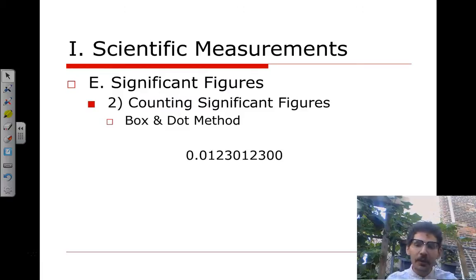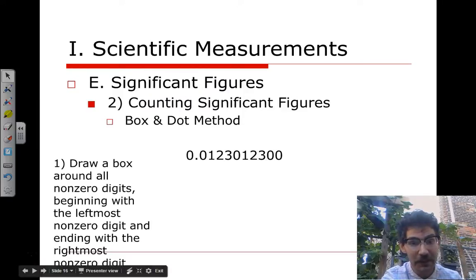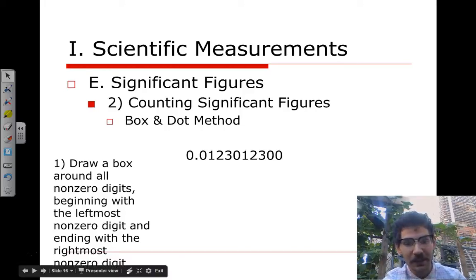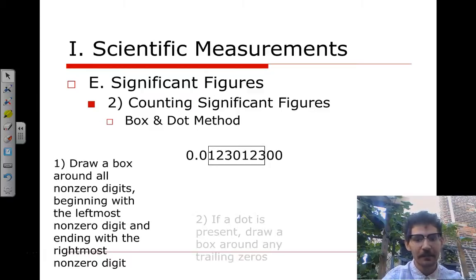So here's a number. Oh my gosh! How are we going to determine the number of significant figures in this number? Well, step one, we're going to draw a box around all the non-zero digits, beginning with the leftmost non-zero digit, so that would be this one over here, and ending with the rightmost non-zero digit, so that would be that 3. That's the non-zero digit furthest to the right. So we'll put a box around those. Blam! Alright, step one, done.